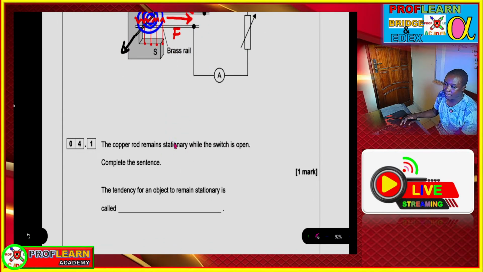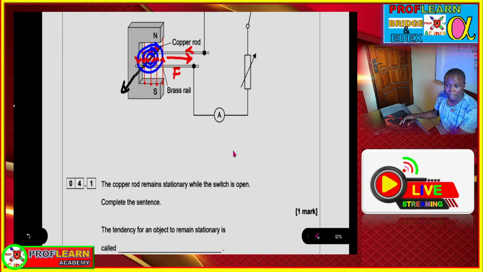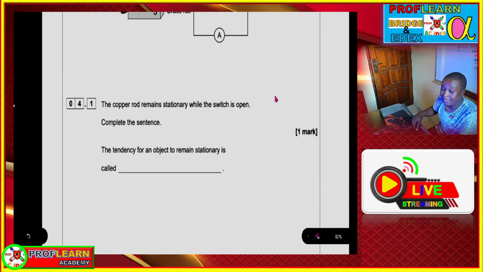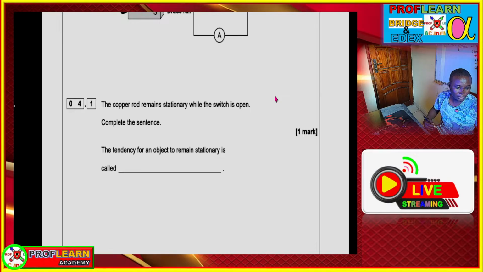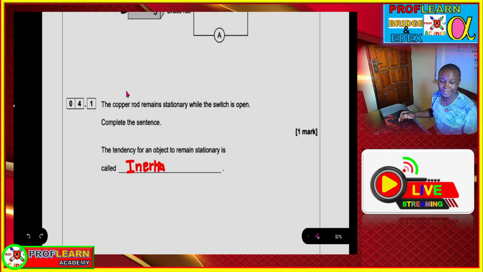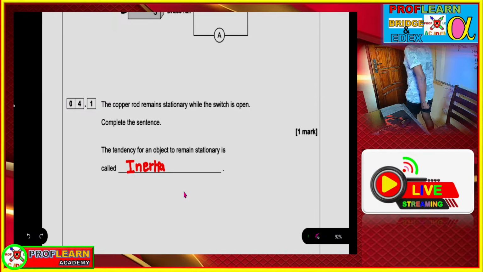Now the copper rod remains stationary while the switch is open, because there is no electric current flowing. The tendency of an object to remain stationary is called inertia. I had already mentioned the law of inertia in the beginning, which is the first law. An object will tend to remain in its state of rest or in its state of motion, provided there is no external force acting on it.